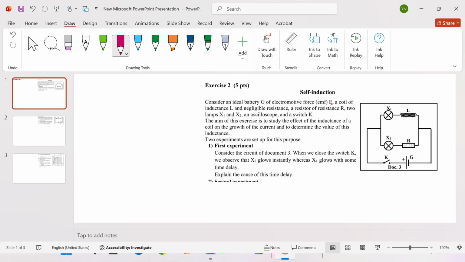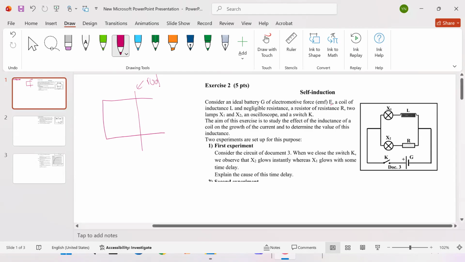For example, we can have a U-shaped magnet, and we can put a metallic rod on this magnet, and we can move it to the right. In this case, we're increasing the surface. This case also is called electromagnetic induction.